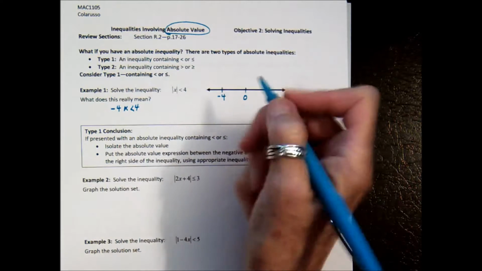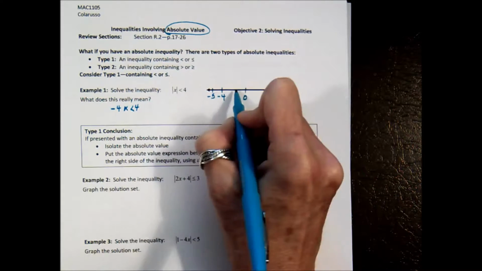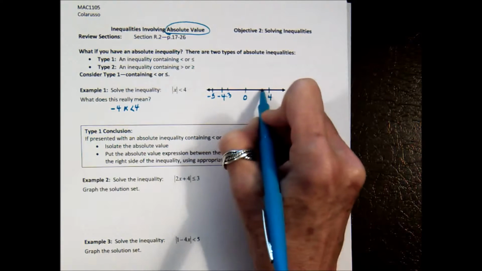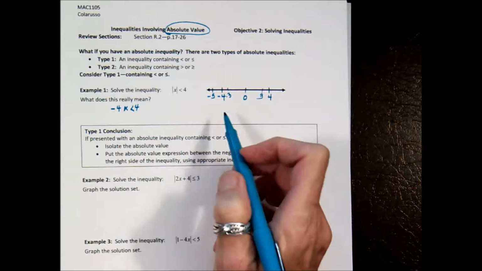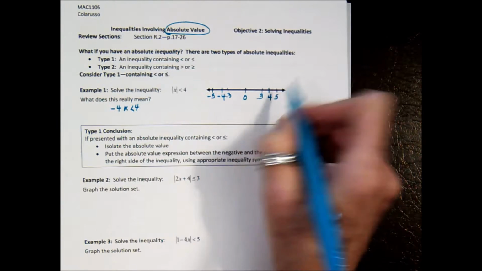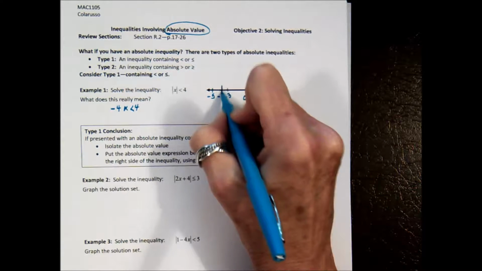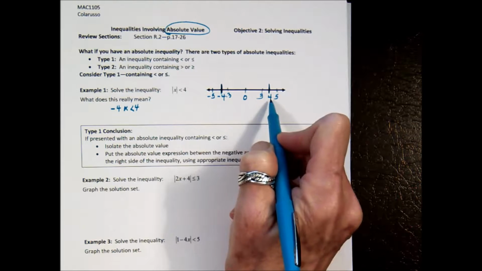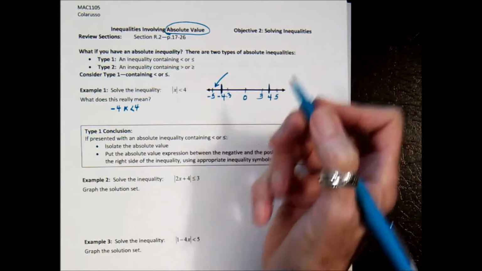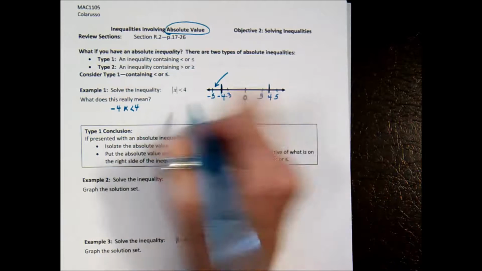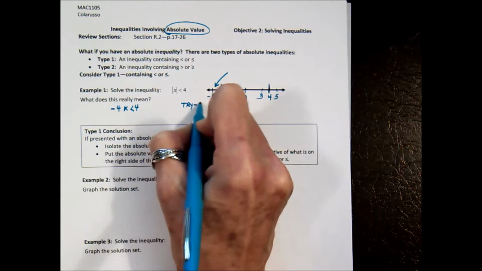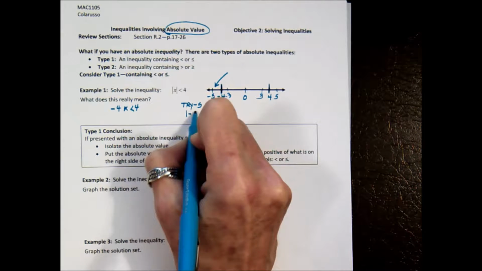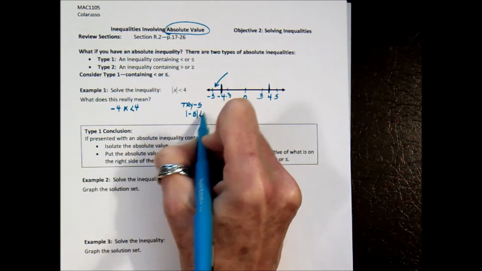Let's try some numbers. I'm going to put a -5 here. I'm going to put a -3 here. And then over here, I'm going to put a +3. Over here, we'll put a 5. So what we're going to do is look at the regions on either side of -4 and +4. So let's look at this region first. We're going to try -5, and we're going to see if this makes a true statement. Is the absolute value of -5 less than 4?